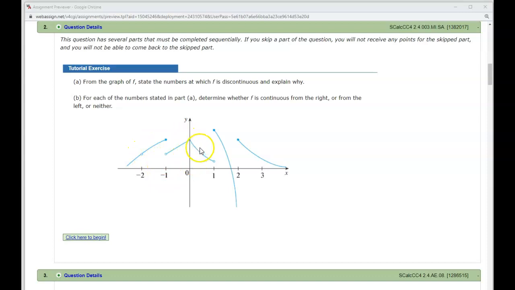At 0, there really isn't a problem for continuity. It's just a corner. There will be a problem for slopes if we're looking at slopes on either side. At 1, we have a jump. At 2, we have a vertical asymptote. So this one has an infinite jump. This one you'll have to click to begin. It's a tutorial exercise. It takes a little bit longer.